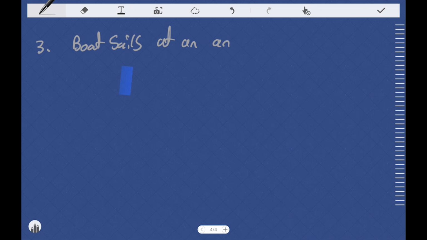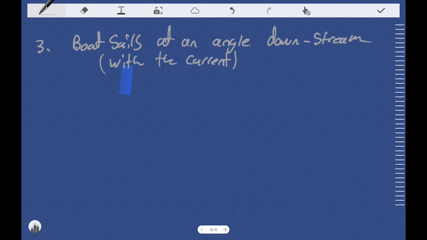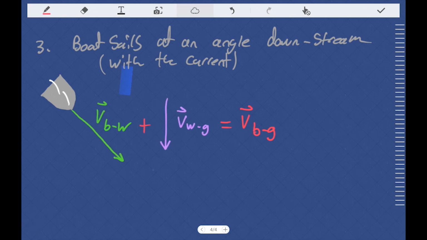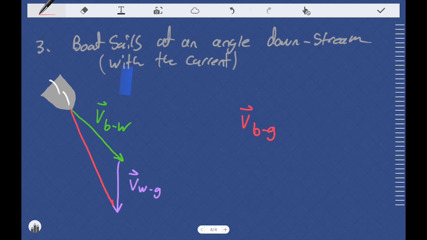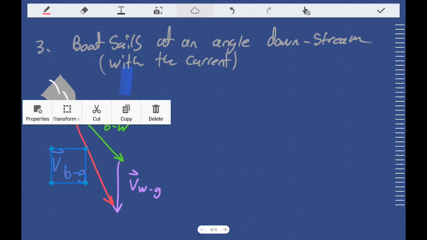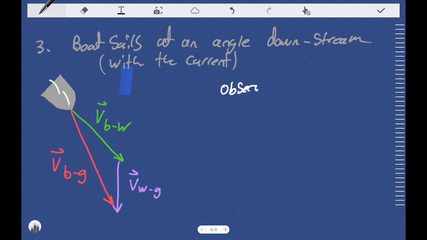For our third example, let's think of a boat that's sailing at an angle downstream, or with the current. We'll take our green VBW vector and add it to our purple VWG vector. We'll draw our new red vector, which represents the boat's velocity with respect to the ground, from the tail of the green vector to the tip of the purple vector. And we can make a couple of observations.